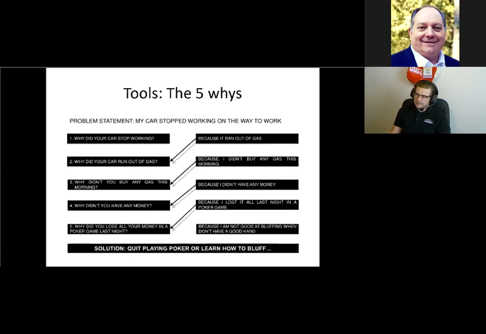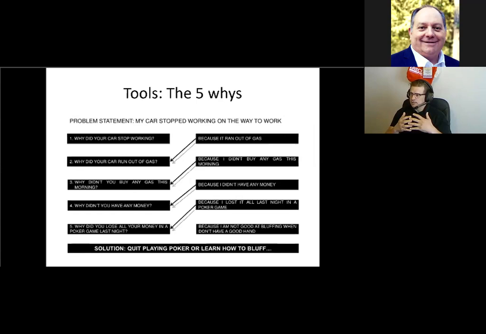So the root cause analysis brings us down to that we ran out of gas because we're poor at bluffing in poker. And the solution to this problem of running out of gas is to quit playing poker or learn how to bluff. And what they're trying to do here, from a perspective of levity, is point out that the solution to your problem can be very far away from the problem that you're experiencing. So we see a problem and the solution is doing something that is very far removed in order to basically solve the root cause of that problem.